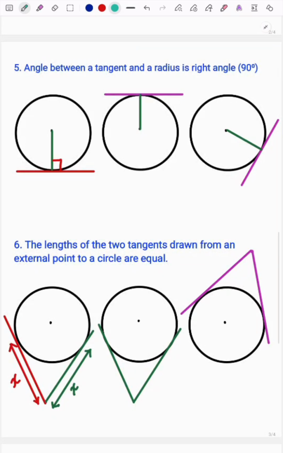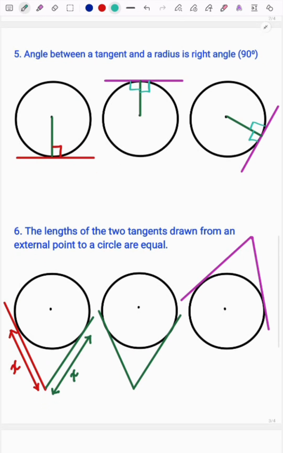The next theorem is that the angle between a tangent and a radius is always a right angle. You can have a look at it. Whenever a tangent and a radius intersect, they form a right angle or 90 degrees. Look at here, here, here. Any radius intersecting a tangent at a point will always be 90 degrees. You just remember that. Whenever you see a T-like structure, that's 90 degrees.